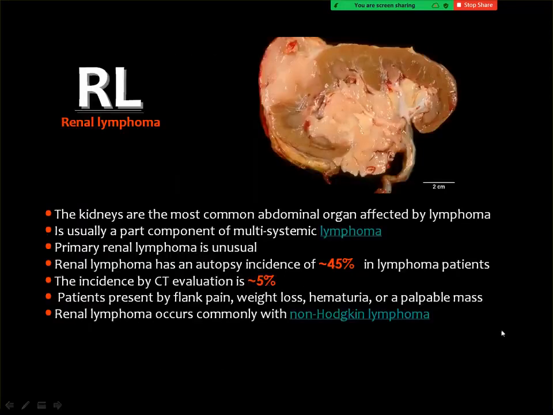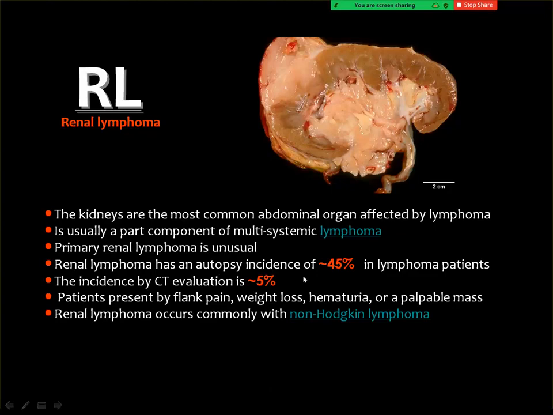The kidney, according to the literature, is the most common abdominal organ affected by lymphoma compared to the liver and spleen and so on. It is usually a component of multi-system lymphoma, and primary renal lymphoma is rare or unusual.